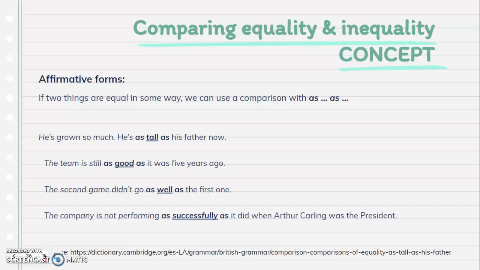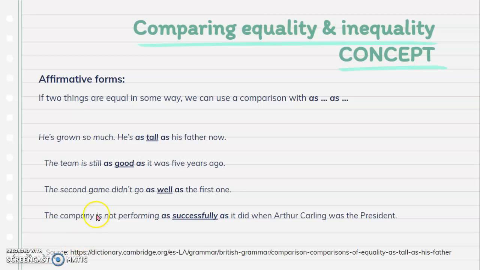For affirmative forms, we can use a construction as. For example, he's grown so much. He is as tall as his father now. The team is still as good as it was 5 years ago. The second game didn't go as well as the first one. The company is not performing as successfully as it did when Arthur Carling was the president.